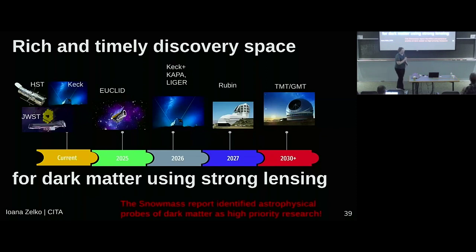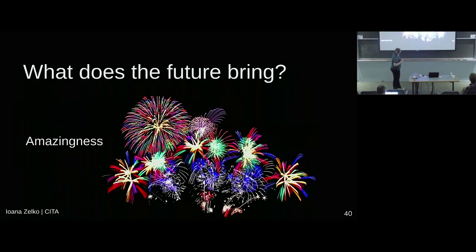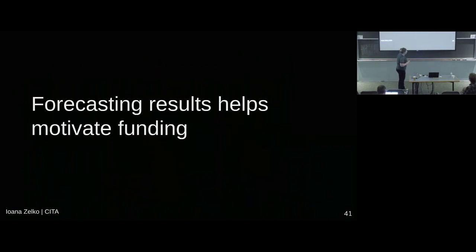And also just wanted to mention that Snowmass identified astrophysical probes of dark matter as high-priority research, so that's good. So what does the future bring? Pretty much awesomeness, amazingness. And then just wanted to give a shout-out that I think forecasting results actually help motivate funding. So please do follow what Ting was saying to try to get as much literature out there in terms of what these future systems are good at, because we're facing very high pressure on funding from all kinds of different sources.